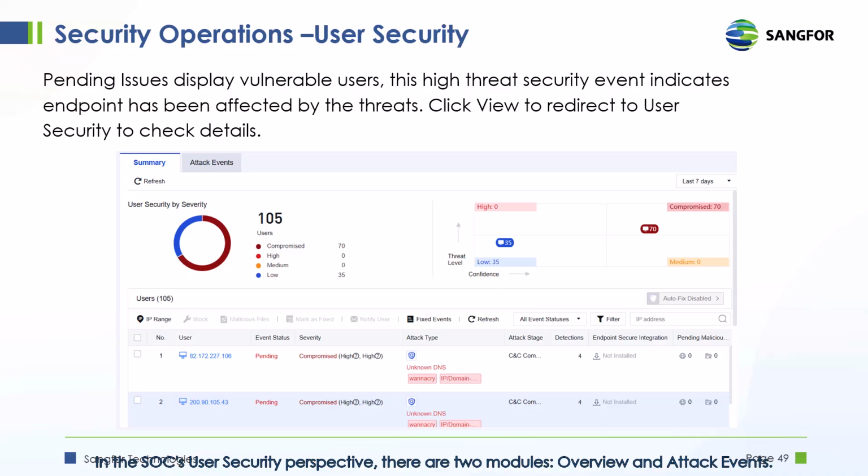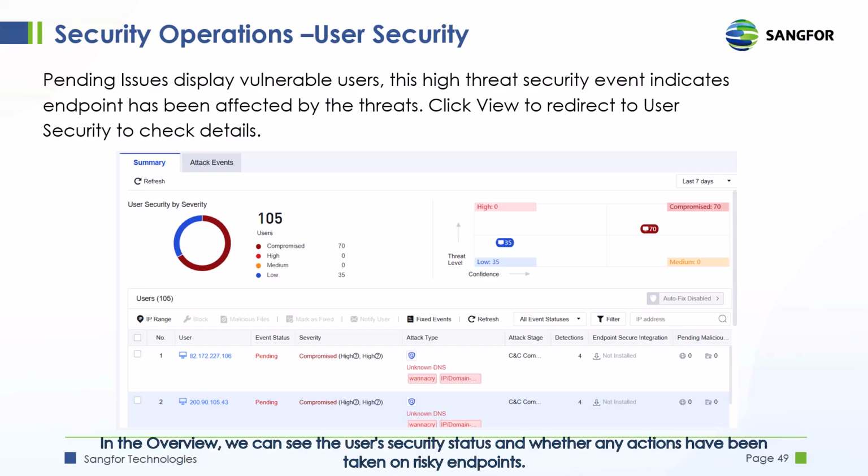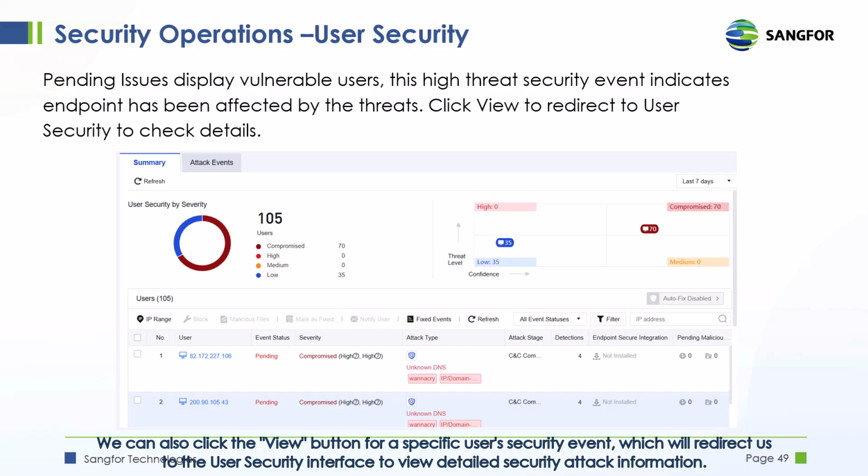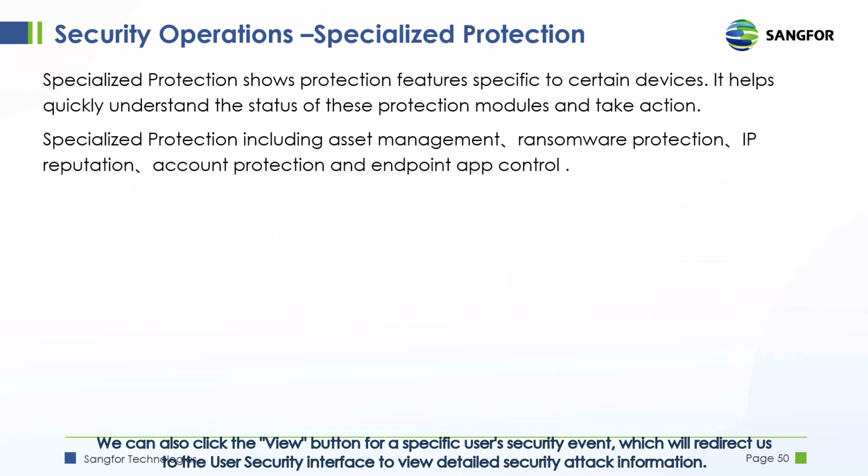In the SOC's user security perspective, there are two modules, Overview and Attack Events. In the overview, we can see the user's security status and whether any actions have been taken on risky endpoints. We can also click the View button for a specific user's security event, which will redirect us to the user security interface to view detailed security attack information.